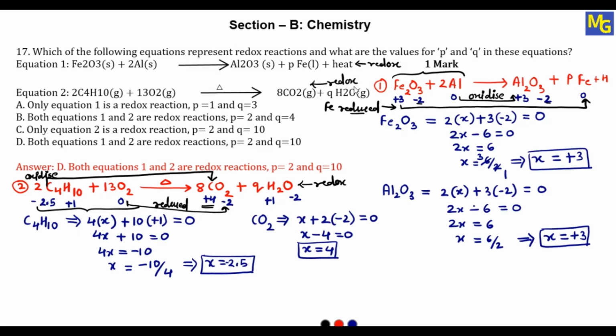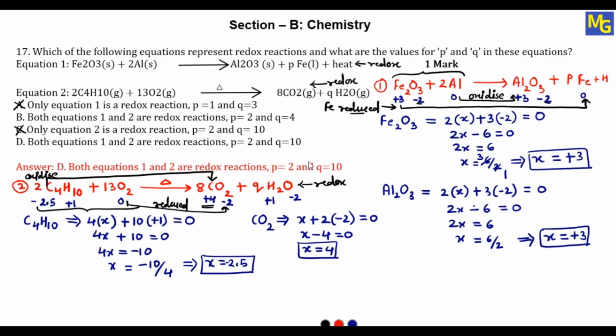So now if you see, both the reactions are redox. If you focus on the options, the first option is only equation 1 is redox, so this is a wrong option. Both equation 1 and 2 are redox, so this is correct. Only equation 2 is redox, so this is also wrong. Both equation 1 and 2 are redox. So now we have two choices, B or D. From B or D, one option is correct, and we have to decide that with the help of the P and Q values.